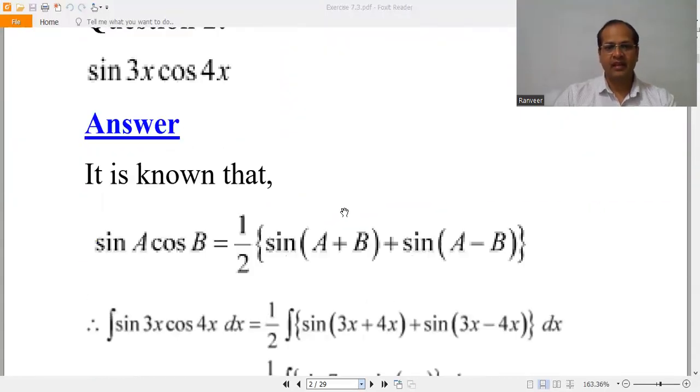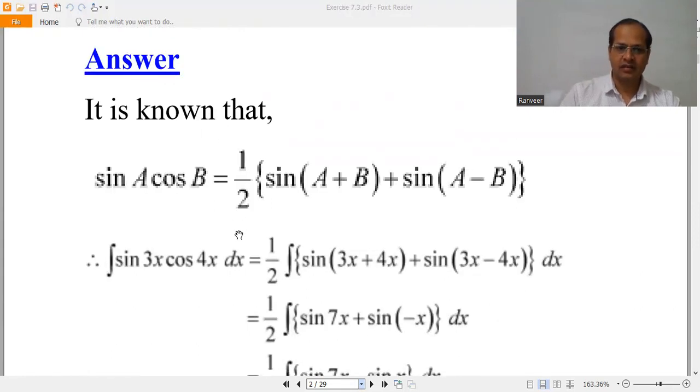Second question, sine 3x cos 4x. Now in this question, this is the product format of sine a into cos b, and we can transform it by multiplying and dividing by 2. So 1 by 2, we can write 2 sine a into cos b. Both angles are different, and this is the formula of sine a plus b plus sine a minus b. This is the direct formula.